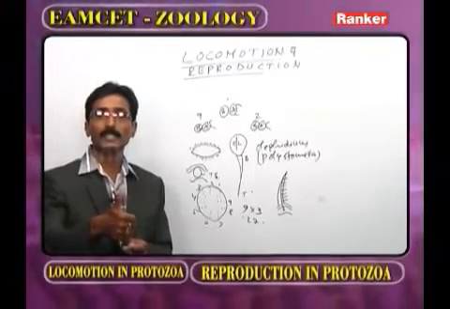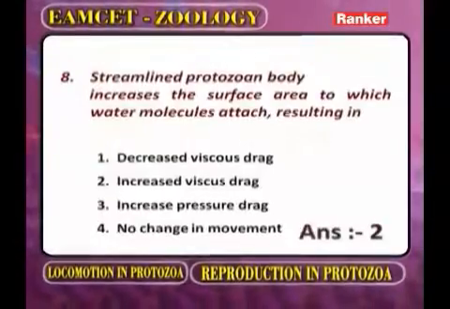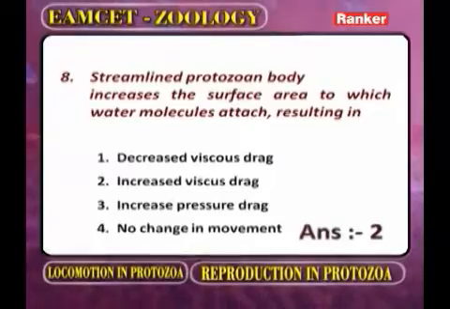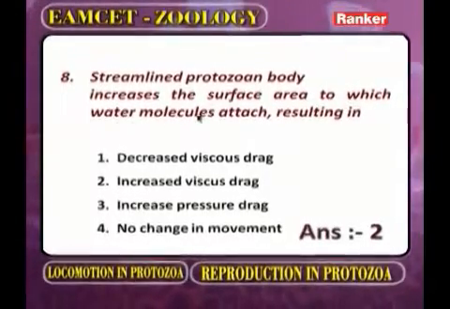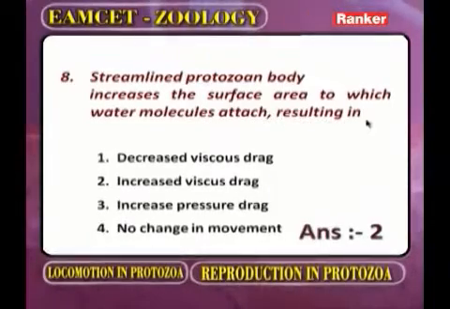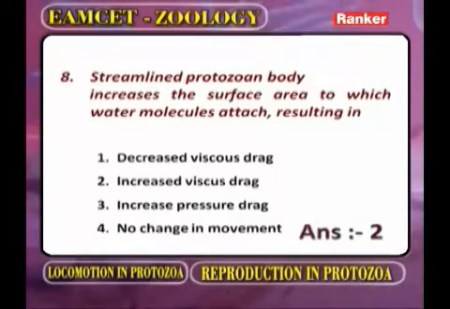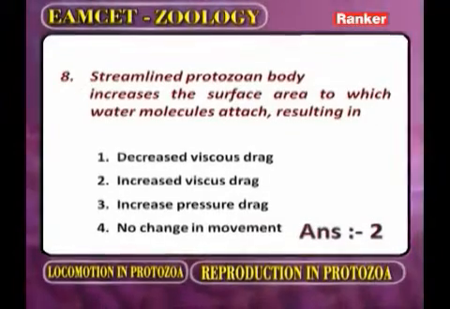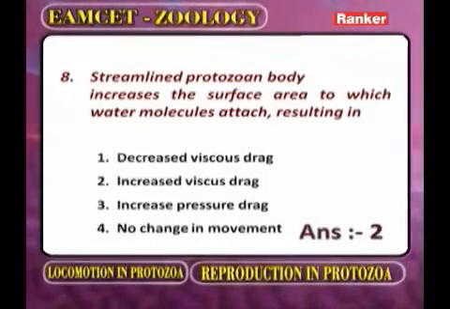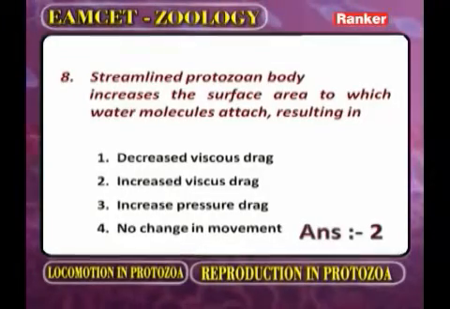The viscous drag. Now you observe the question and options. Streamlined protozoan body increases surface area, to which water molecules attach. What is the result? One option is decreased viscous drag. Second one, increased viscous drag. Third one, increasing pressure drag. Fourth one, no change in the movement. Now, what is the correct answer? The increasing viscous drag. Go for the next question.